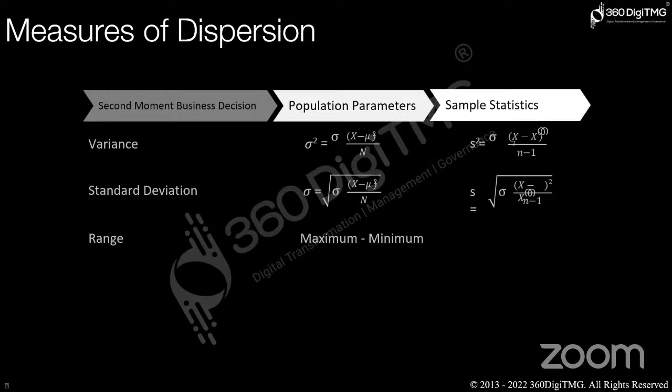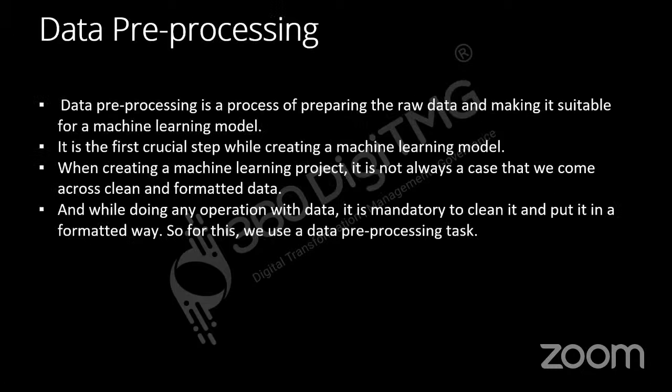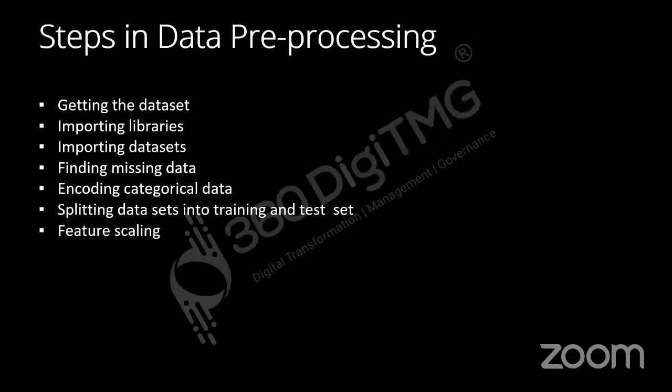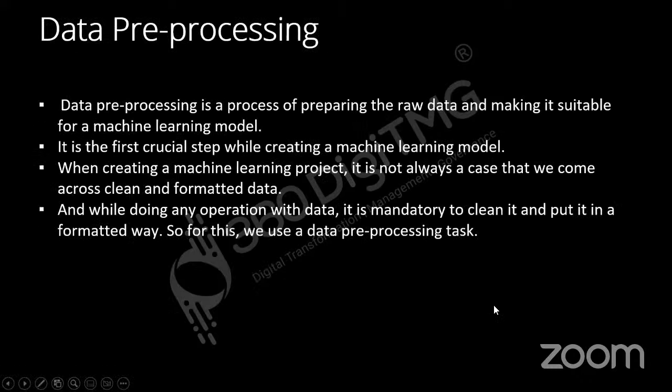And why data pre-processing? It is the process of preparing the data and making it suitable for a machine learning model. Why is it important? Real-world data contains noise, missing values, and unusable format data. These are the steps in data pre-processing: getting the data, importing libraries, data sets, missing data, categorical data, etc. So this is EDA, and tomorrow we will discuss unsupervised learning.